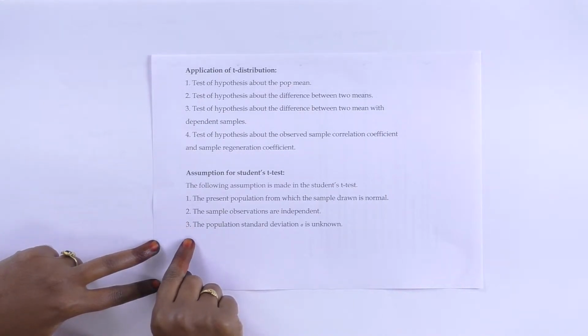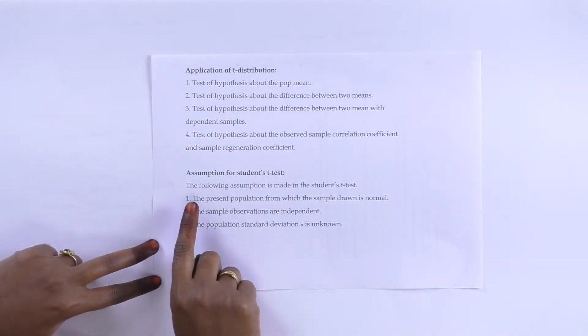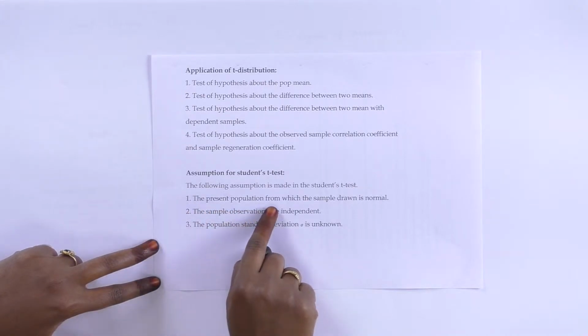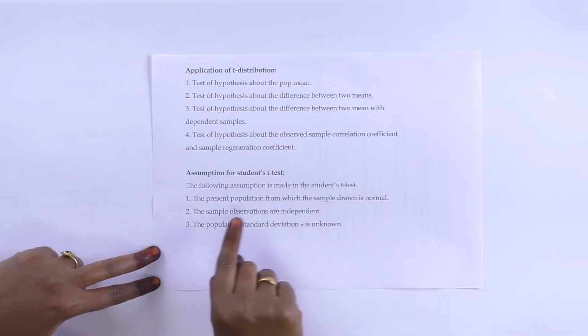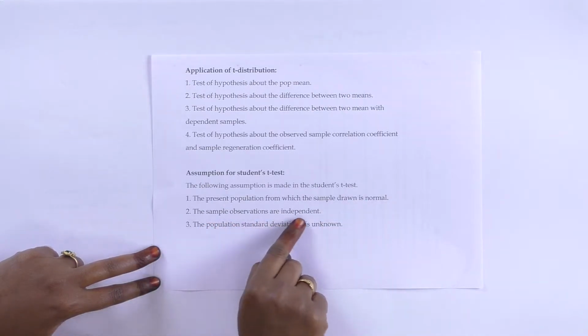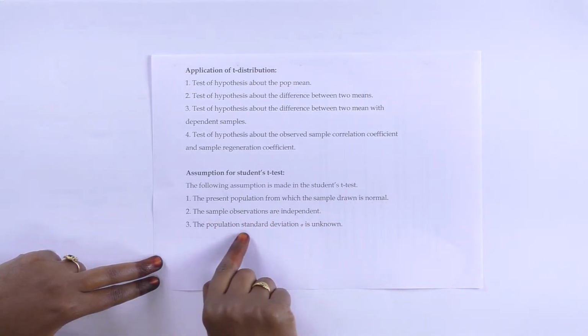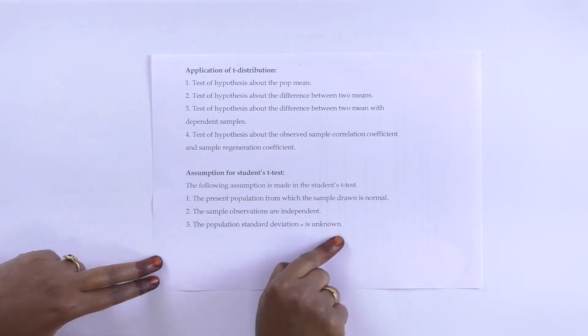Next one, assumptions of the student's t-test. Here we have three assumptions. First one, the population from which the sample is drawn is normal. Second, the sample observations are independent. Third, the population standard deviation sigma is unknown.